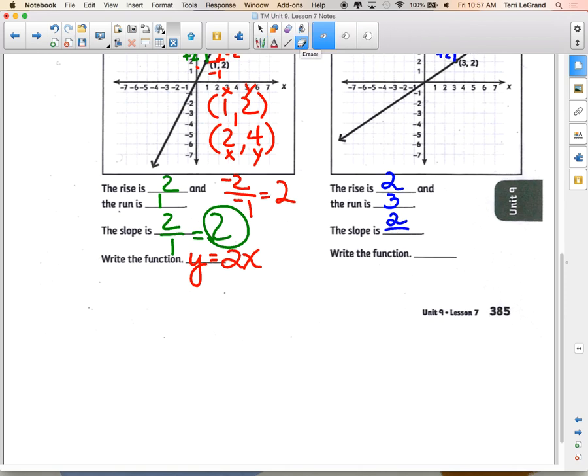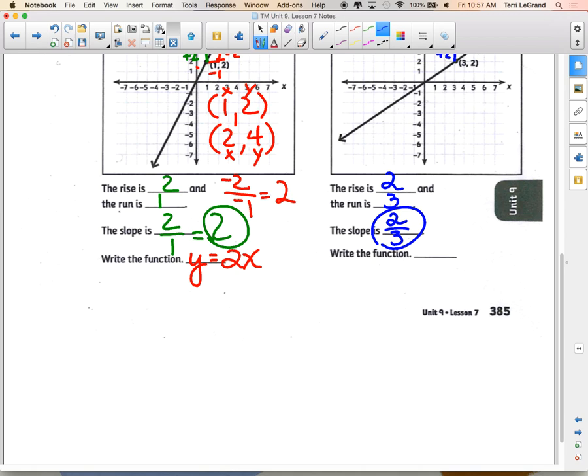What'd you get for a rise? 2. Okay, what's your run? 3. Okay, me too. So then what's the slope? 2/3, because it's rise over run. How much vertical change is there over how much horizontal change is there? Can 2/3 be simplified? No. So I'm just going to circle and say there's my slope.